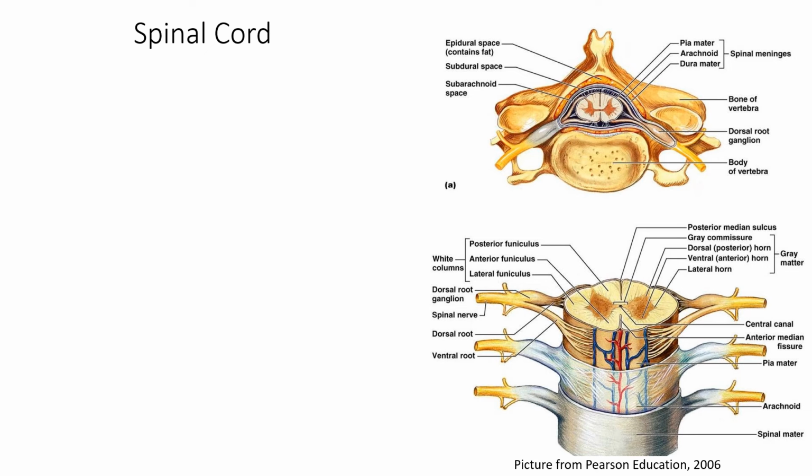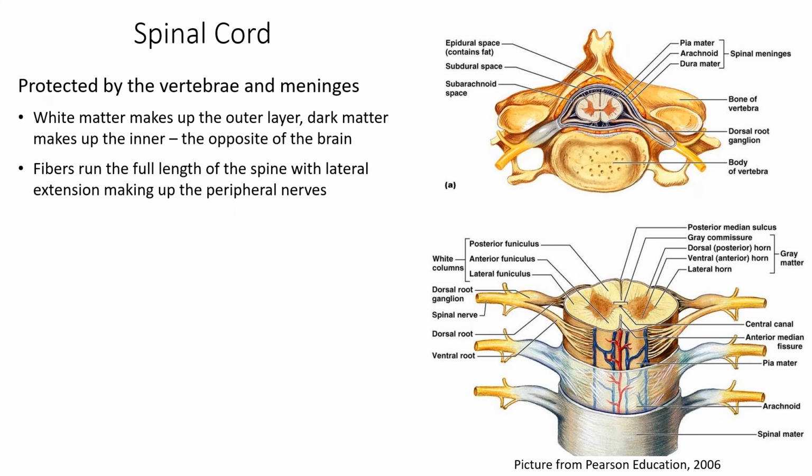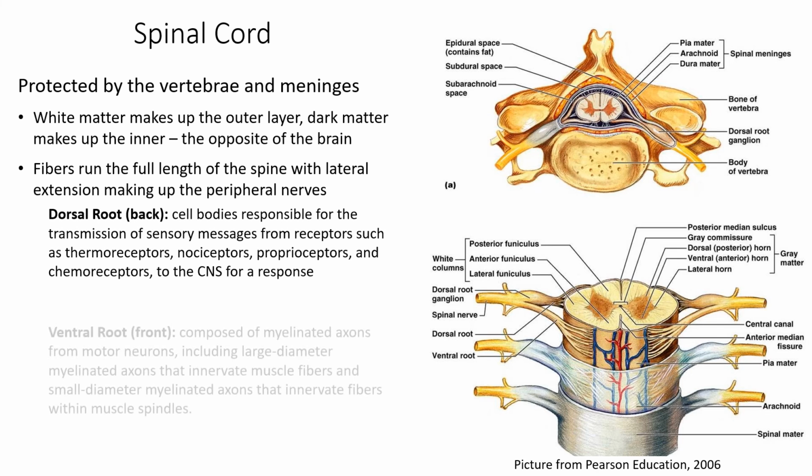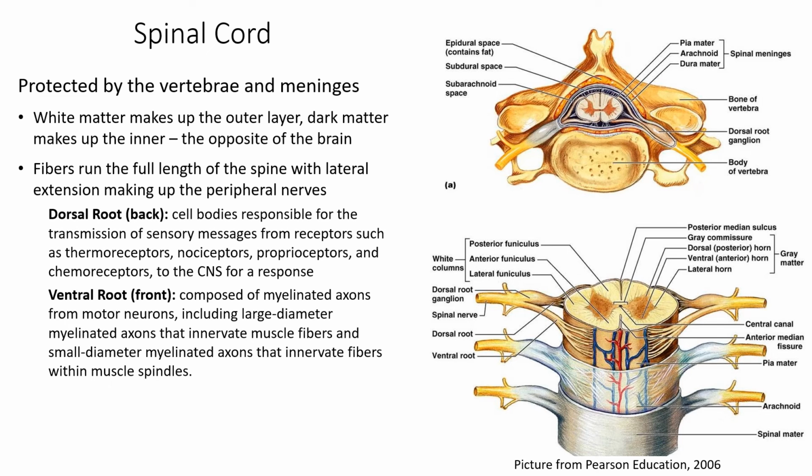The spinal cord is the main pathway for ascending and descending fiber tracts that connect the peripheral and spinal nerves with the brain. So it is protected by the vertebrae and the meninges. The white matter makes up the outer layer. The gray matter makes up the inner. It's actually the opposite as it is in the brain. The fibers run the full length of the spine with the lateral extensions making up the peripheral nerves.